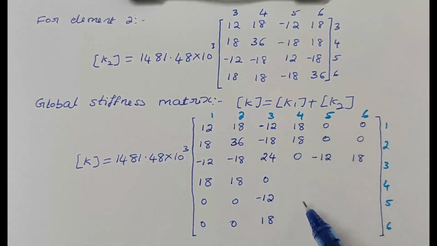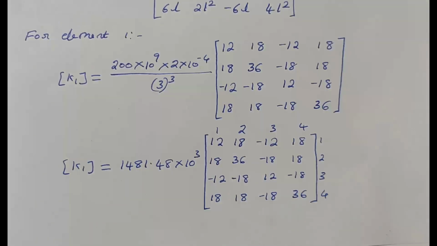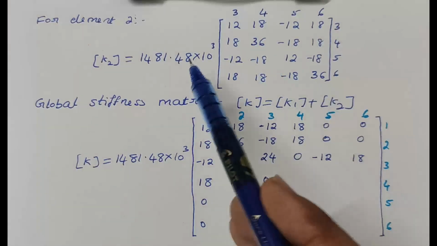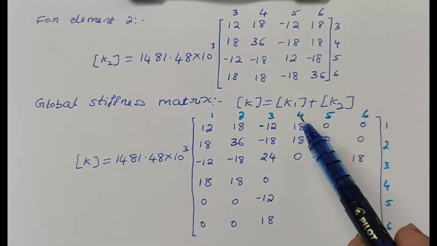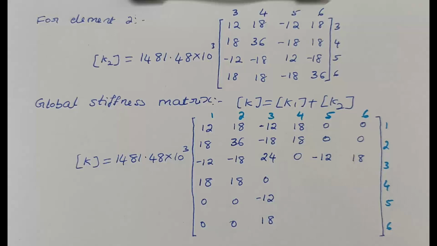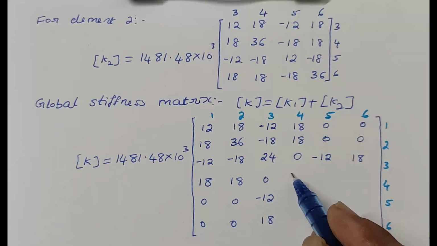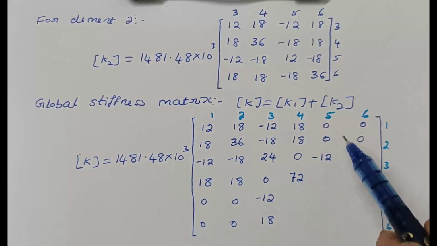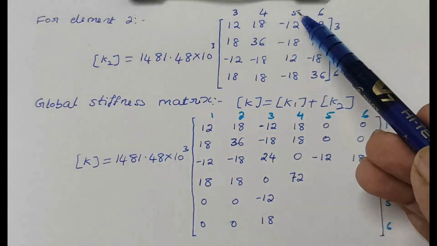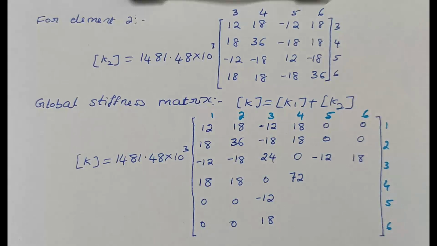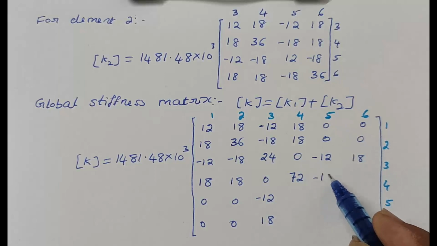Next is element corresponding to 4 and 4. Here, if you see K1, the element corresponding to 4 and 4 is 36. Similarly, in K2, the element corresponding to 4 and 4 is 36. Therefore, element corresponding to 4 and 4 becomes 36 plus 36. It is 72. Next element corresponding to 5 and 4. In K1, we don't have any element corresponding to 5 and 4. But in K2, we have element corresponding to 5 and 4, that is minus 18. Therefore, here the element corresponding to 5 and 4 becomes minus 18.